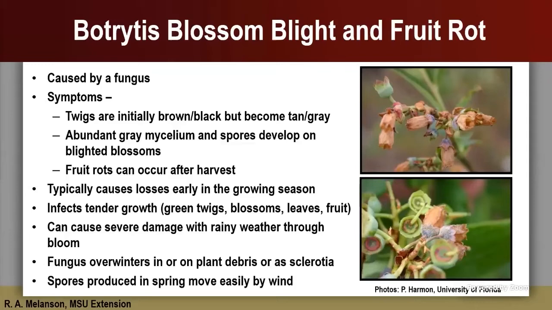So twigs are initially brown and black, but then can become tan to gray. And you may have abundant gray mycelium and spores that develop on those blighted blossoms. You can't really see that in the images, but it is pretty unique for this disease. And then you can have fruit rots that occur after harvest if the fruits are infected. Typically, this disease causes losses very early in the growing season.